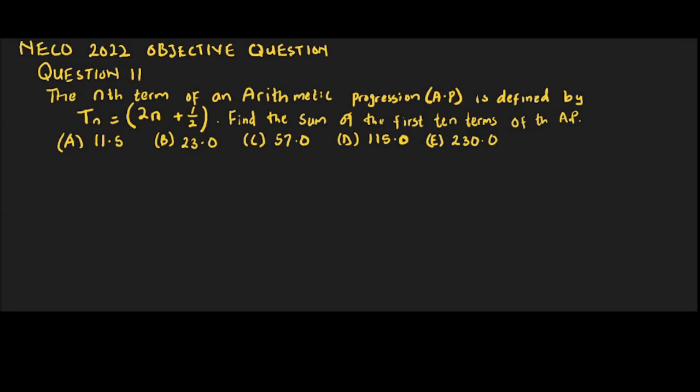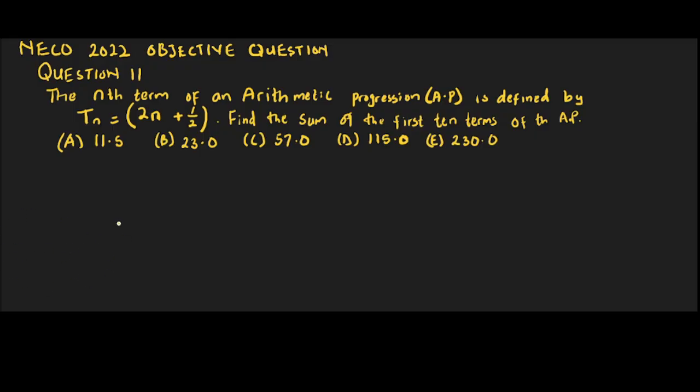Question 11 here. We have the nth term of an arithmetic progression, AP, given by Tn equals (2n + 1)/2. Find the sum of the first 10 terms of the AP. Here are the options. Now let's look at it.